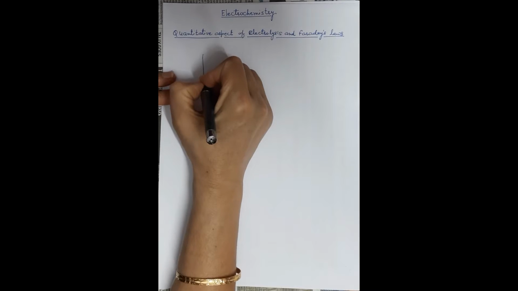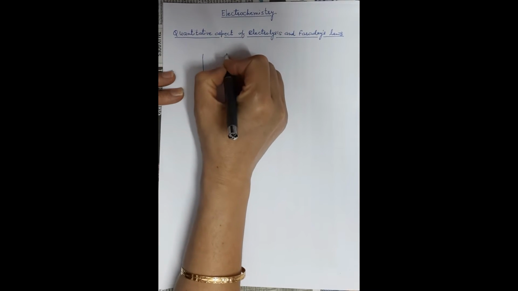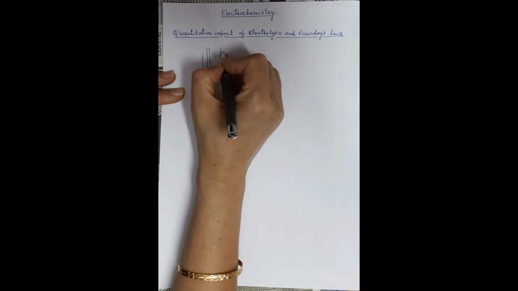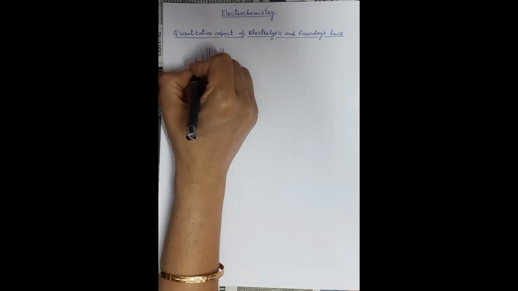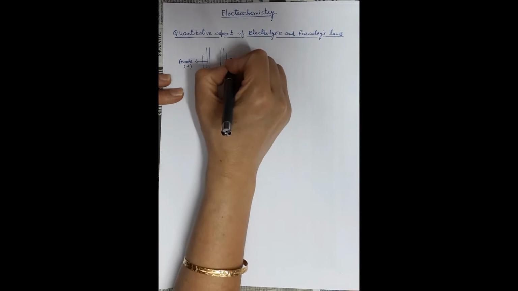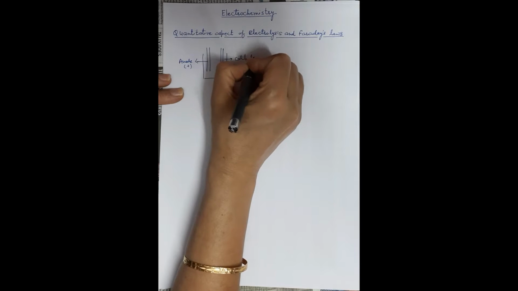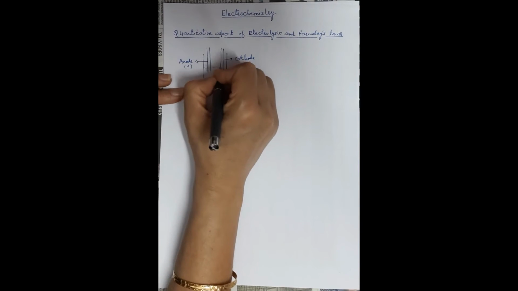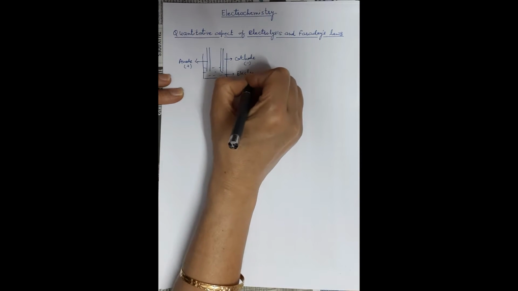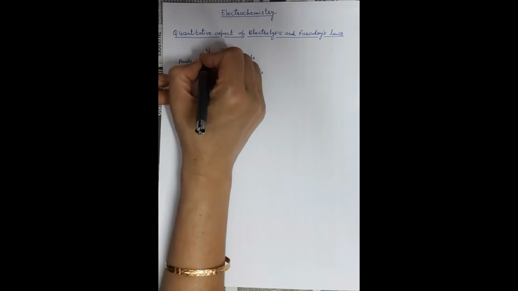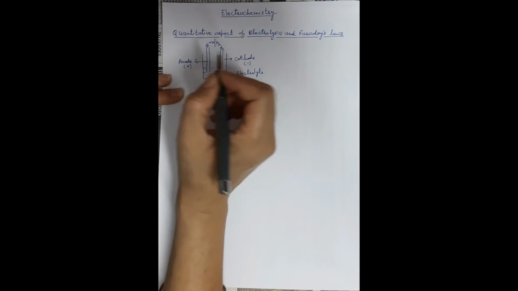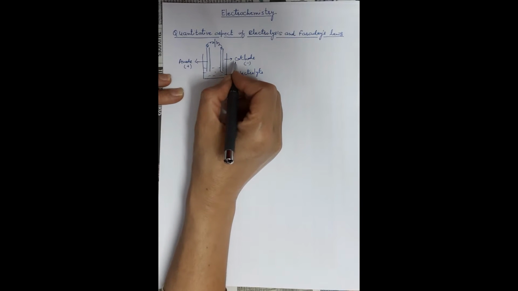If you remember, in the last class we discussed this: a single container in which two electrodes are there. On the left hand side it is the anode, and it is positively charged. On the right hand side it is the cathode, which is negatively charged. Both of them are dipped in an electrolytic solution, so this is an electrolyte. Some amount of current is passed through it, and oxidation occurs at the anode, reduction occurs at the cathode.